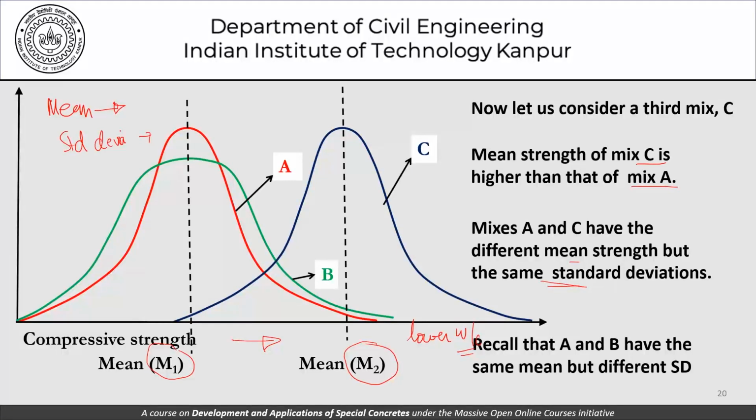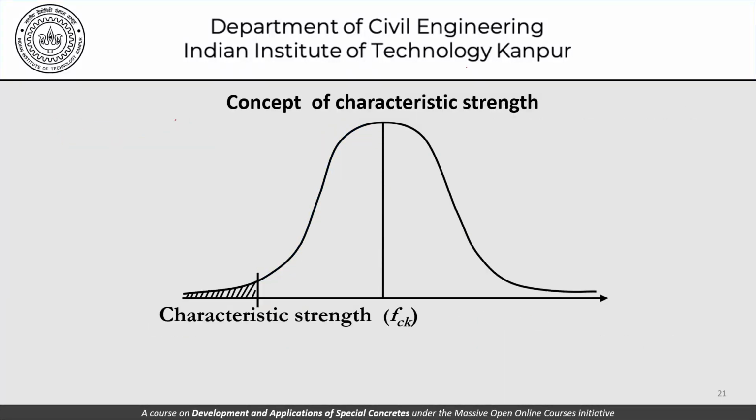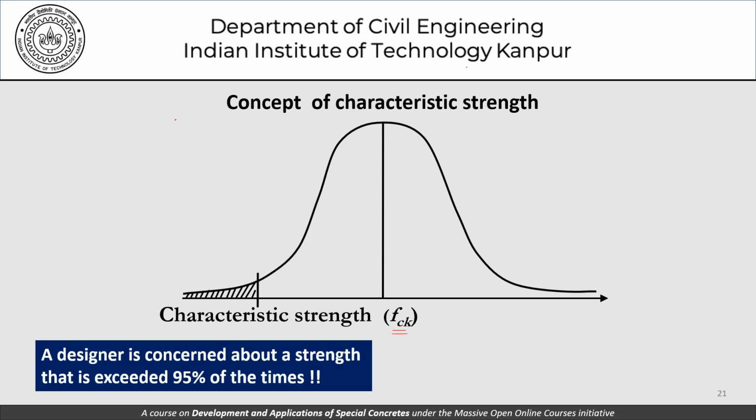Of course, that's what I'm saying here. Recall that A and B have the same mean but different standard deviations. Now the concept of characteristic strength is that we define a strength value here, which is called the characteristic strength and often represented as FCK, and that is the strength that the designer is concerned about. The designer says that this is a strength which is exceeded 95% of the times.